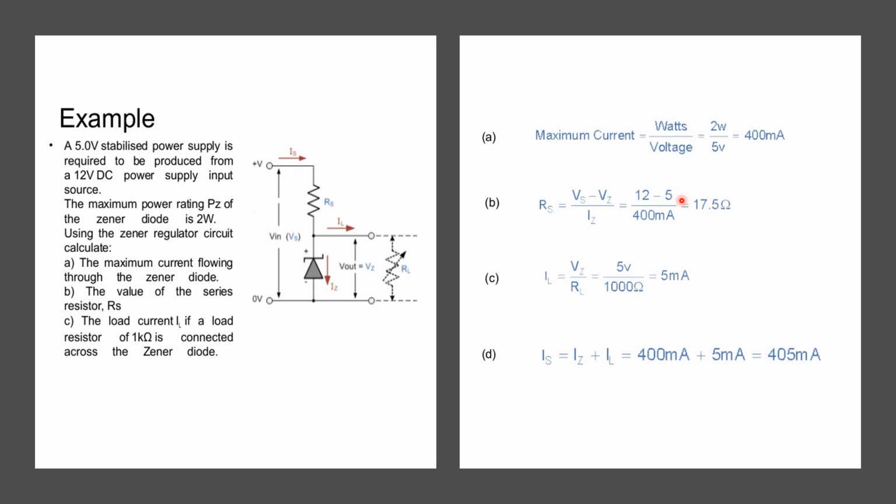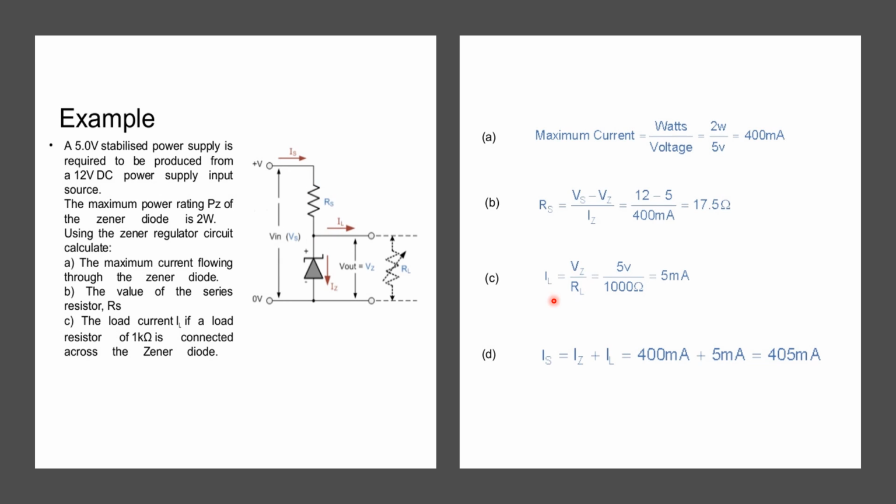So 12 minus 5 divided by the Zener current. We have calculated the maximum current for this circuit through the Zener, that is 400 milliampere. So 12 minus 5, 7 divided by 400 milliampere, gives 17.5. So if we apply 12 volts and want to get 5 volts, we need to take care of the 400 milliampere through this Zener diode. So the series resistor to be selected in this case is 17.5 ohms.